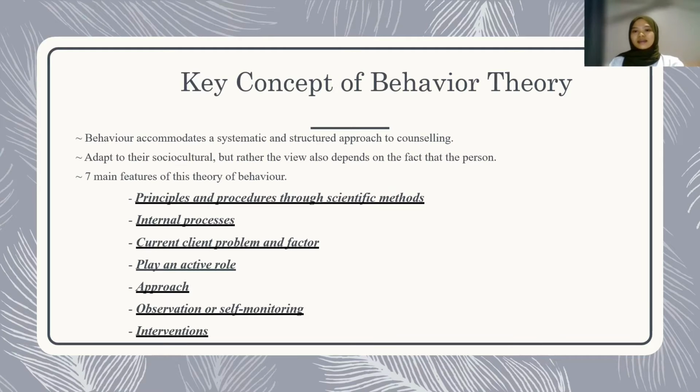There are 7 main features of this theory of behavior. First is the principle of procedure through a scientific method. This principle of learning study will be applied systematically to change and approach human behavior. This is a special feature of behavior practitioners in their systematic approach and their emphasis on empirical evaluation. Behavior therapy will state the purpose of treatment objectively and correctly, enabling replication of the interpretation.